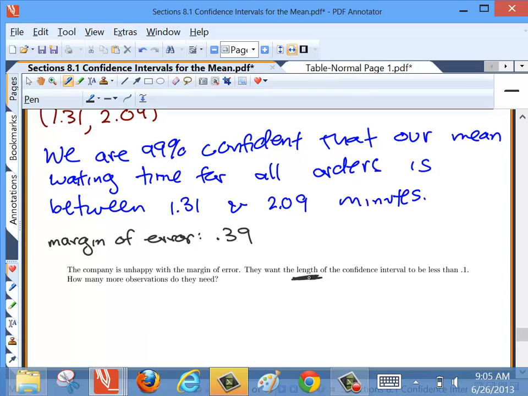So first of all, for this length, what is our desired margin of error? Okay, so we want our length to be less than 0.1. What does that have to make the margin of error? Because your margin of error is the part you add or subtract, so your length is actually twice as big as your margin of error. So 0.1 divided by 2 is 0.05. So they want their margin of error to be less than 0.05.